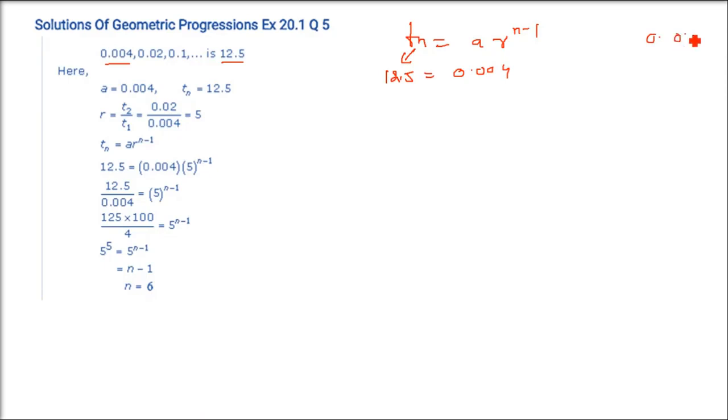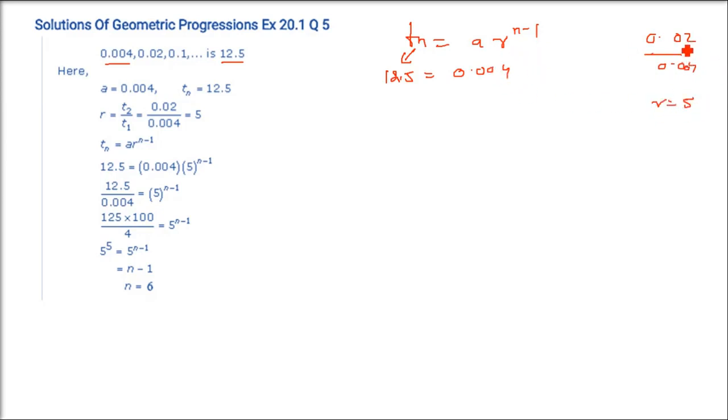0.02 divided by 0.004, and 2 zeros come from 2 to the 4, so r is going to be 5. Now, r is 5 here.